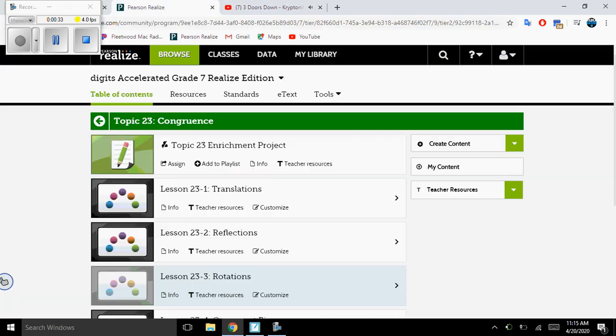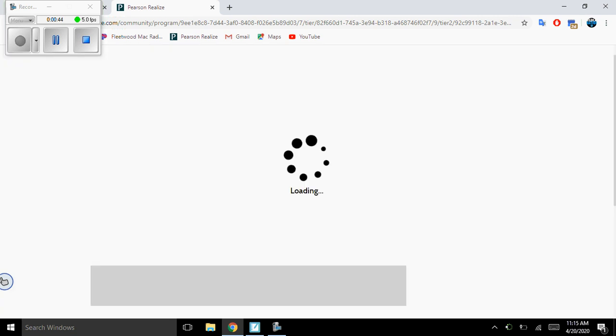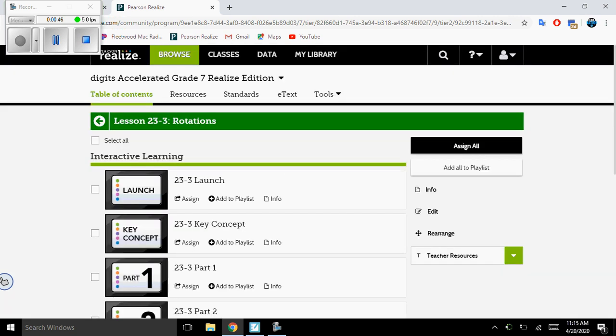Take a look at what's going on today. We've got Pearson Realize 23.3 Rotations. This is going to be a little more challenging. 23.4 is going to be challenging as well. So here we go, taking a look at 23.3.